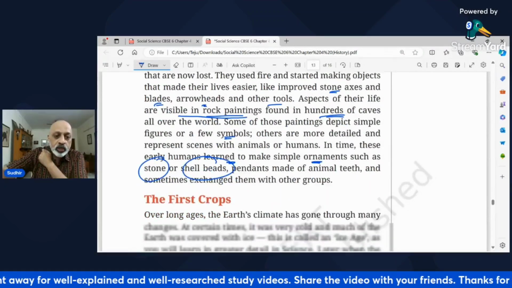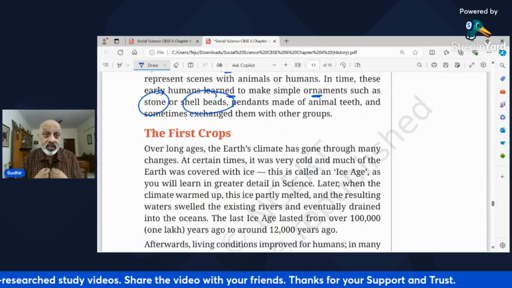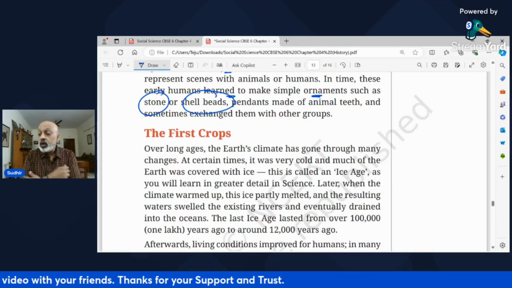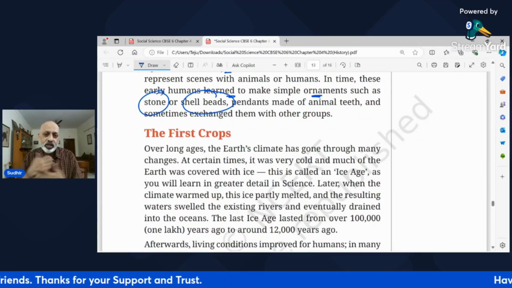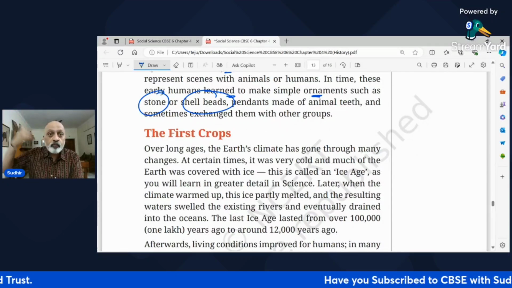So that's how they used to do pendants made of animal teeth. Even in small towns it was common, a pendant was made with tiger teeth, and they would put it with a gold chain on children in order to protect the child, and that used to be the belief. So all those things were there. These are all things which are passed on from generation to generation.